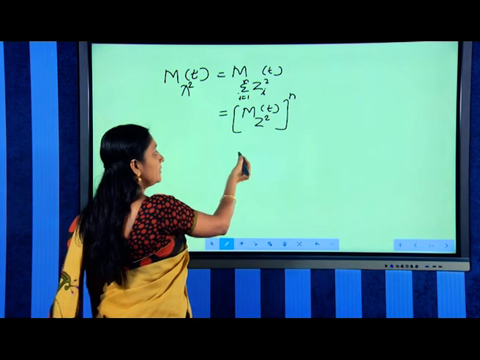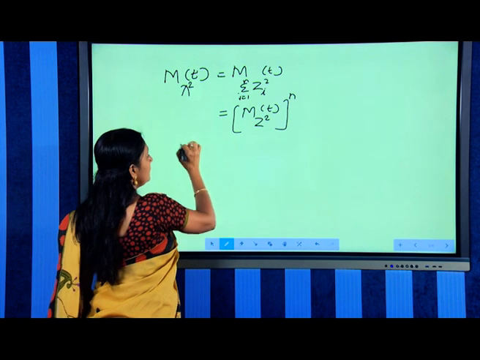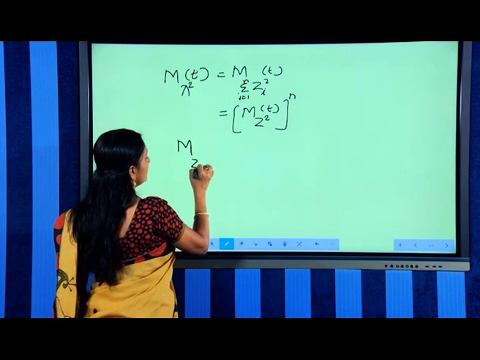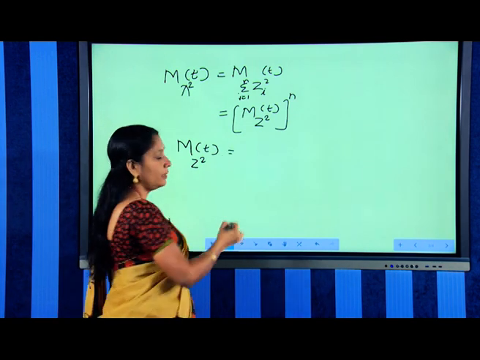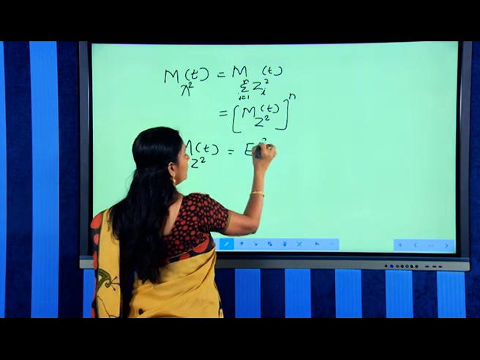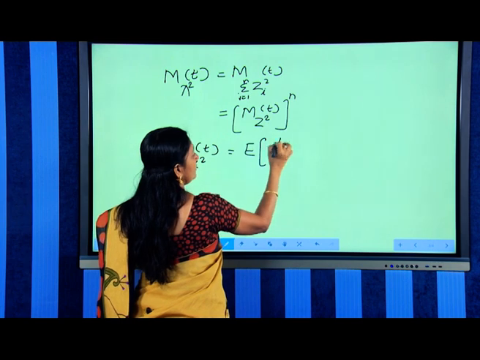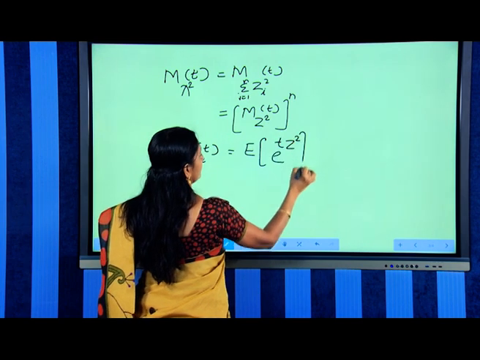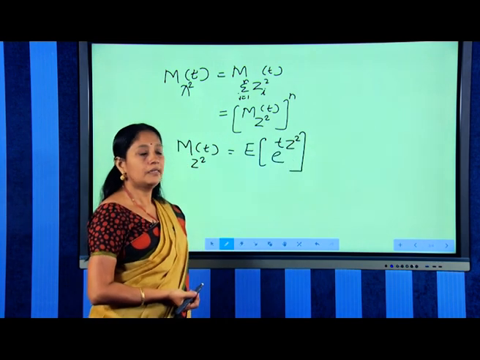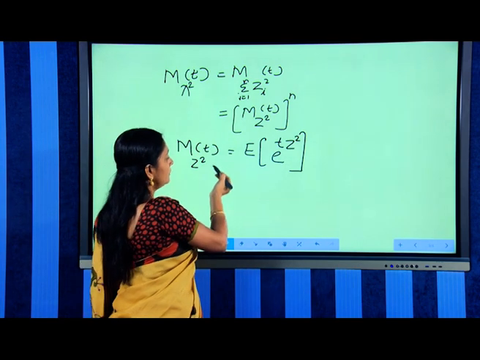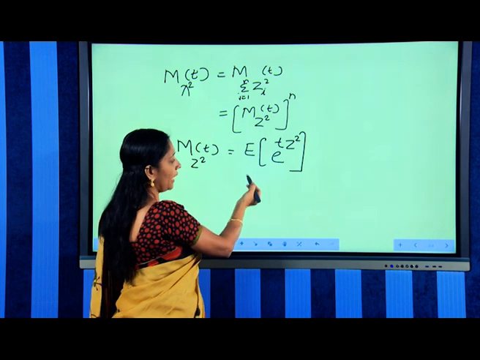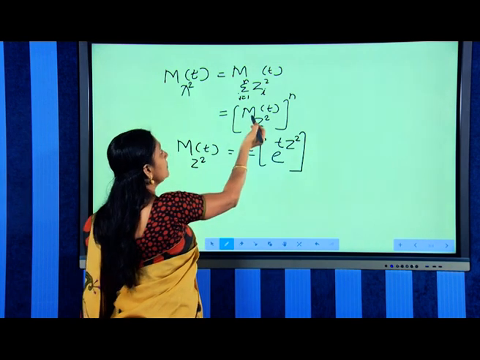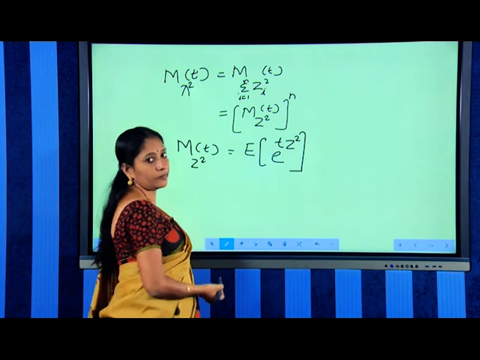What is M_{Z^2}(t)? M_{Z^2}(t) is equal to the expectation of e raised to tZ^2. So, we have to find out this expectation separately, and we will substitute that value in this equation.